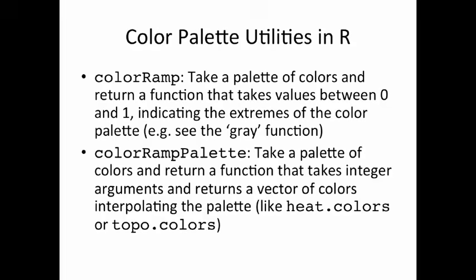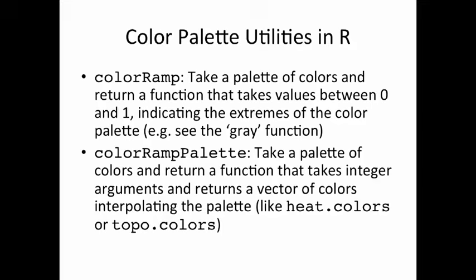So the colorRamp function specifically takes a palette of colors and it returns another function. And this function that's returned by colorRamp will take values between 0 and 1, indicating the extremes of the color palette. And so a similar function that already exists in R is the gray function. The gray function interpolates between black and white, and so it gives you all the shades of gray that are in between black and white. The colorRamp function is a generalization because it'll take any set of colors in your palette and it'll give you a function back that takes numbers between 0 and 1 and can interpolate between the extremes of the color palette.